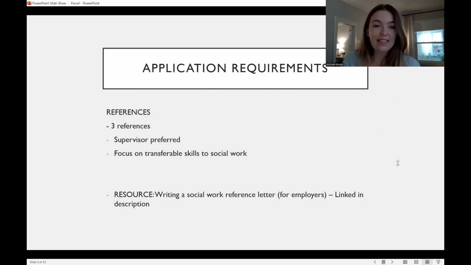Okay, in addition to that, they are going to want 3 references. They do prefer that you get your references from a supervisor. And if for some reason you are not able to get a reference from a supervisor, you can reach out to the school directly on how to approach that. In addition, your references should really be focusing on transferable skills to social work. So even if you are making a career change, there are always transferable skills that you can talk about in your application.